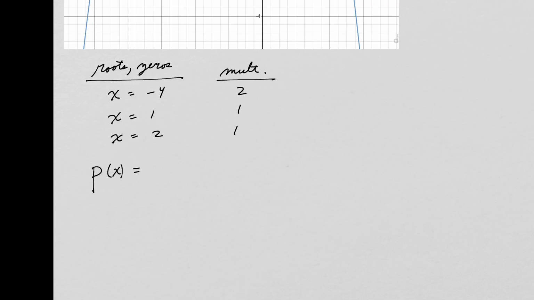First of all, there could be a constant. We don't know what that is. We can figure it out, and I'll show you how to do that later. But for now, let's just call it a, just some constant out front.